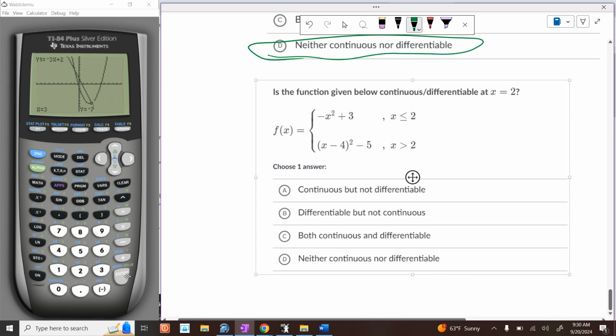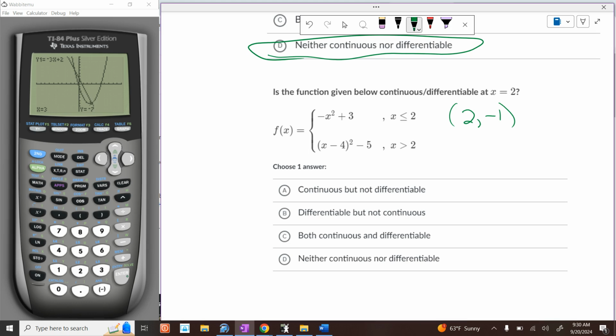So if you put in a 2, you get 4. The negative of 4 is -4 plus 3 is -1. So this is (2, -1). If you put in a 2 here, 2 squared is 4, 4 minus 5 is -1. So you get (2, -1). Okay, so those are the same. So let's graph those, because you guys as of yet don't know how to take the derivative of that.